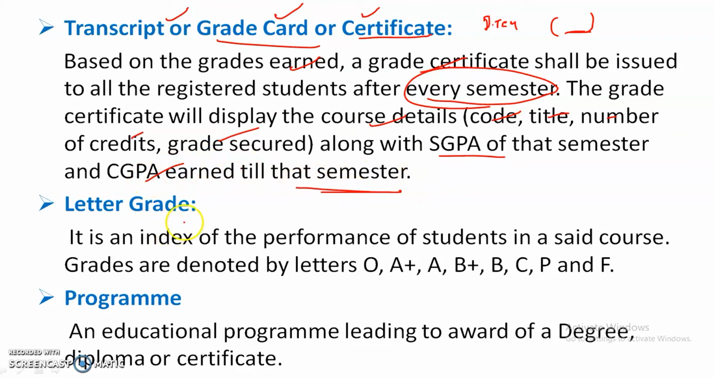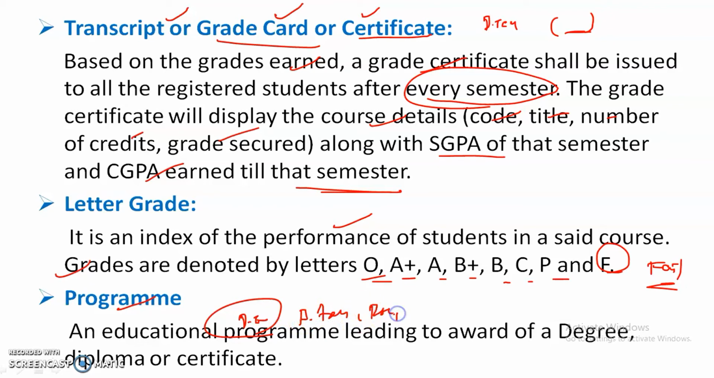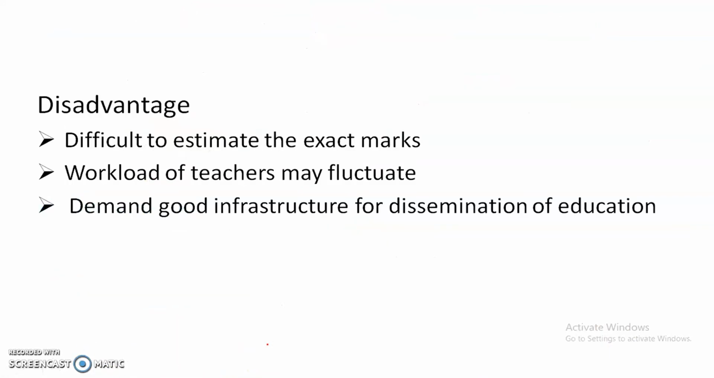Okay, and letter grade. Letter grade means the performance of the students will be indicated with respect to the grades, that is O, which means outstanding, A plus, A, B plus, B, C, P, and F means fail. And coming to the program, as I told already, BTech is one program, Bachelor of Architecture is one program, BSc is one program. Just like that, all these are programs. An educational program leads to the award of a degree, diploma, or certificate.